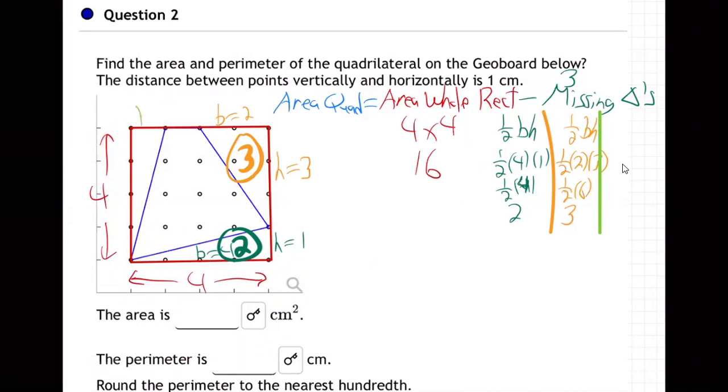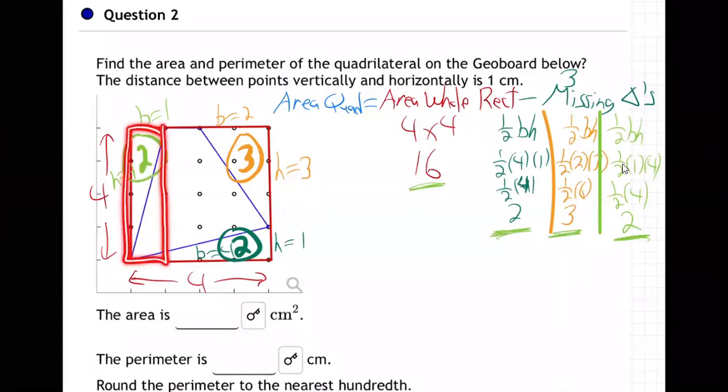So his base is 1. His height is 4. He's 1 by 4. So coming over here, it's a half, base times height, half of 1 times 4, which is half of 4, which is 2. So there we go. There's our shapes. This is 2. You can physically see it.